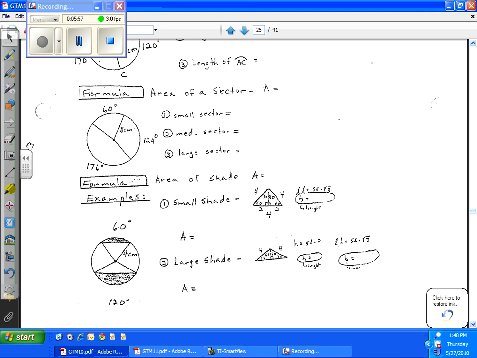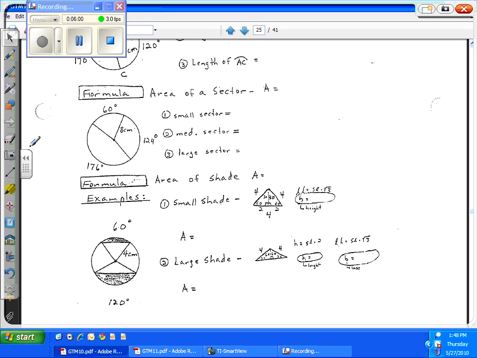Area of a sector. Now the sector is that whole slice of pizza, and if you want to find the area of the sector, it's a fraction of the entire area. So to get the fraction, we put arc over 360 times the area formula, which is pi times the radius squared. So the formula for the area of a sector is arc over 360 times pi times radius squared. We're thinking it is a fraction of the area. Okay? A fraction of the area.